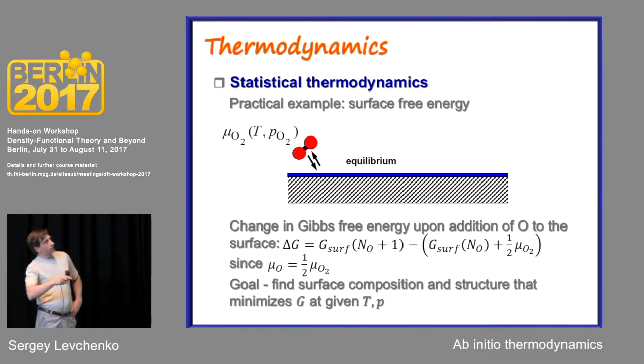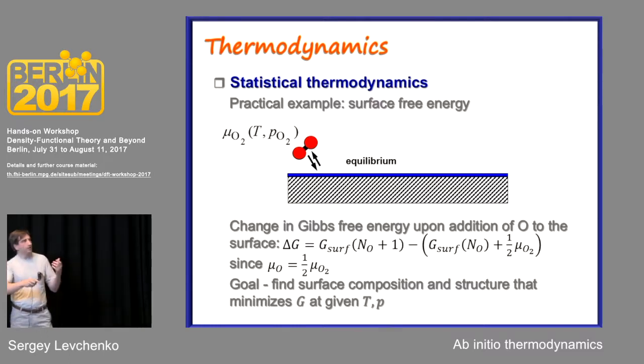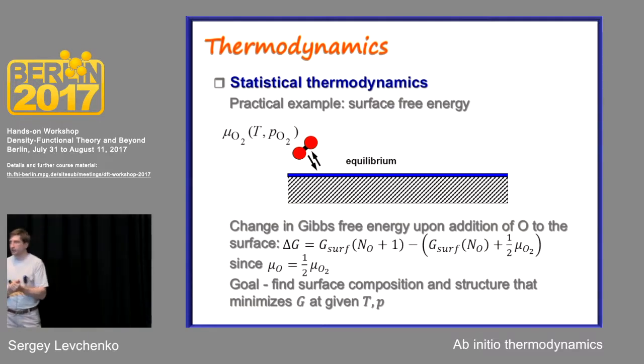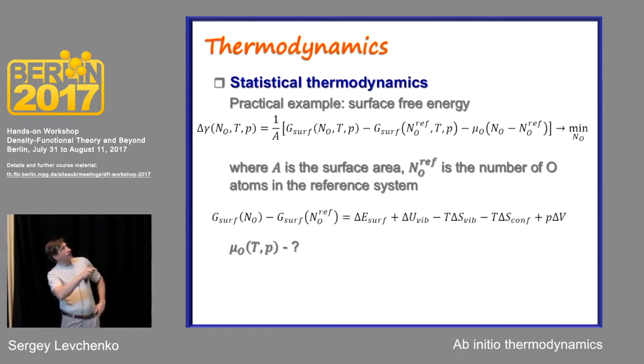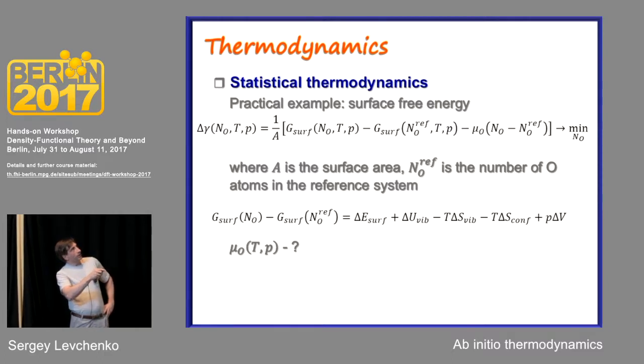So what we want to do is find a surface composition and structure that minimizes the Gibbs free energy, right? Because the Gibbs free energy is the one that is minimized at constant temperature and pressure. So I can write, let's introduce a surface free energy, which is written here.